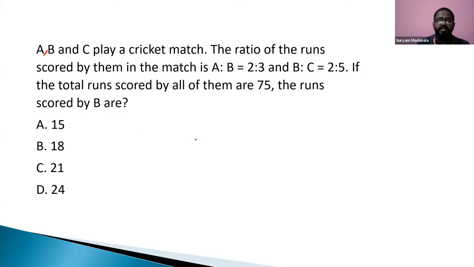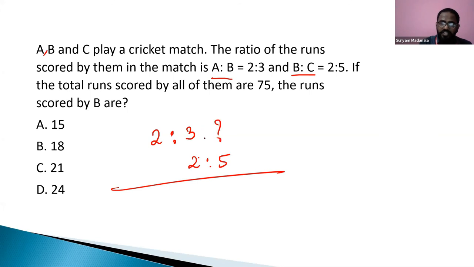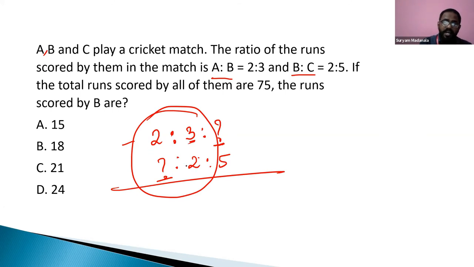So there are three people, A, B, C, but the comparison is done between two of them. This is 2 is to 3 and this is 2 is to 5. You all know what you have to do here. Either fill this one or this one. So 3 parts is 2. 2 parts will be more than 2 or less than 2? Less than 2. So it's 2 by 3 into 2. So it becomes 4 by 3 here. 4 by 3 is 2. 2 is to 5. Agreed?